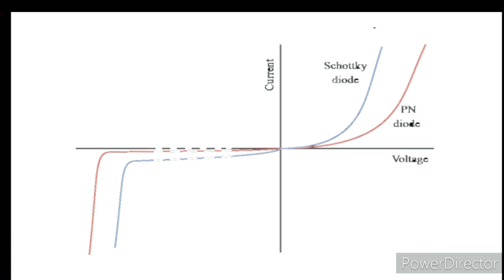Second advantage, faster recovery time. A faster recovery time means a small amount of stored charge, which can be used for high switching applications. Third, low junction capacitance. It occupies a very small area, resulting from the point contact with silicon, so the capacitance level is very small.